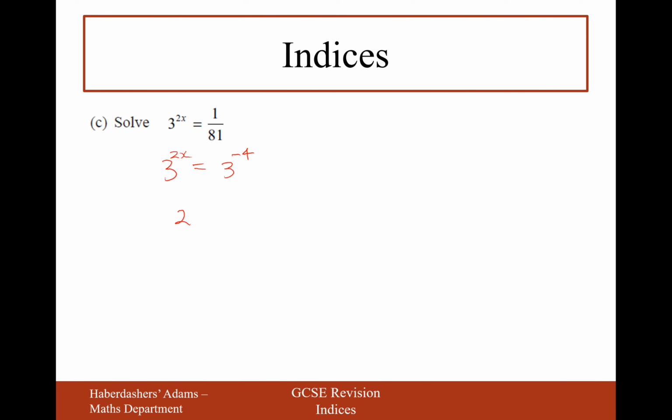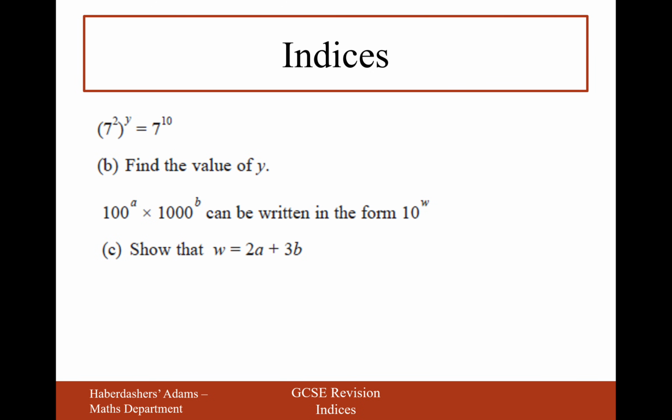So the powers must be equal to each other now. 2x equals -4, so x equals -2. So there we are, that's our equation solved, x equals -2. Moving on to the next one, pause the video and give this one a go.